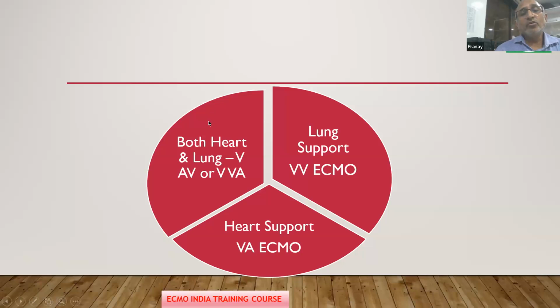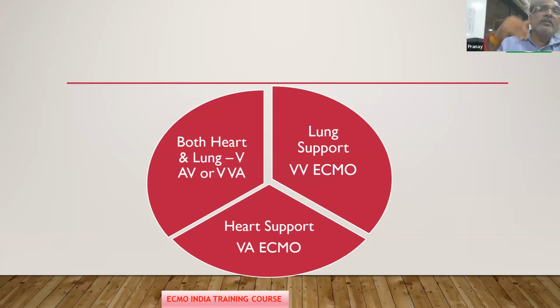So in short, you have to always ask yourself which mode of ECMO you want to go for. The only one question you need to ask yourself is, what organ requires support? If you feel that only the lung requires support, go for VV ECMO. If you feel that it's the heart which requires support, go for VA ECMO. And if you feel that both organs require support, then go for VAV ECMO.